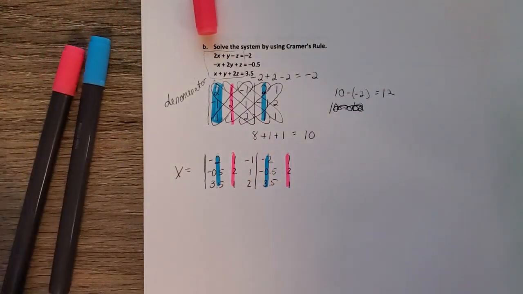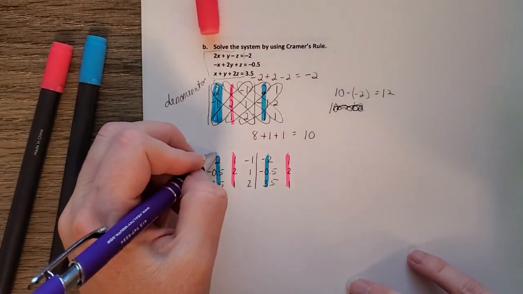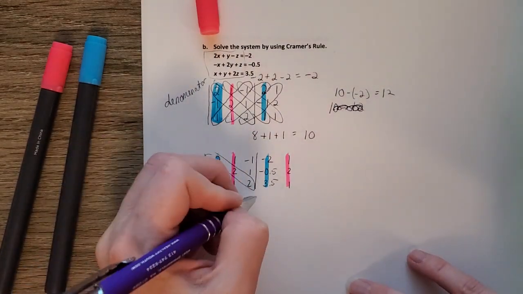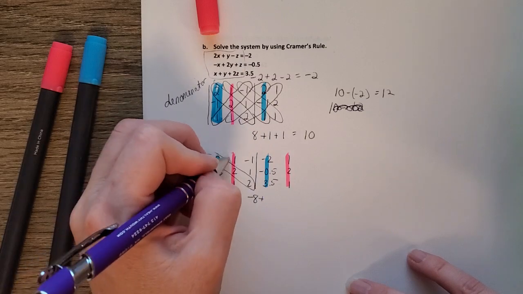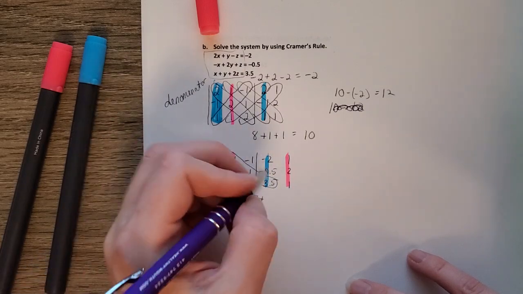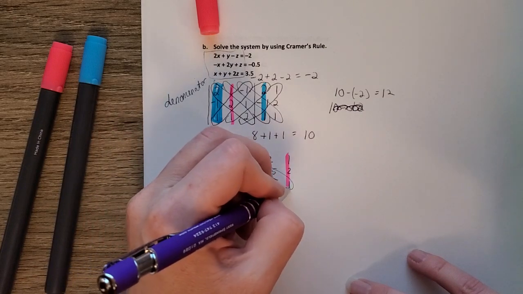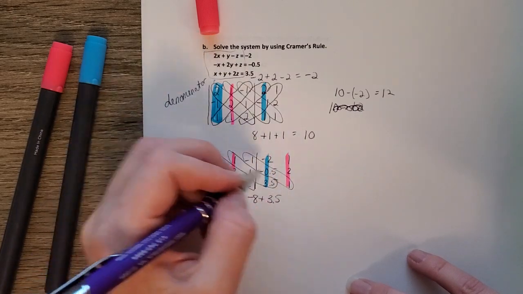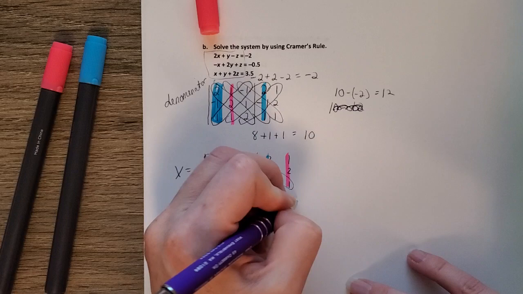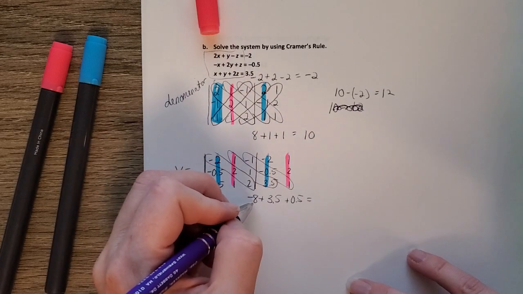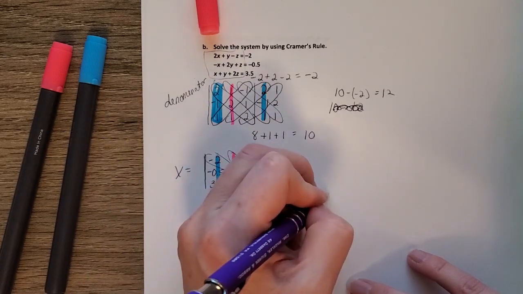And now we're going to solve this. Negative 2 times 2 times 2 is negative 8. 1 times 1 times 3.5 is 3.5. And the negative 1 times negative 0.5 times 1 would be positive 0.5. And when we add those together, negative 8 plus 4 is negative 4.